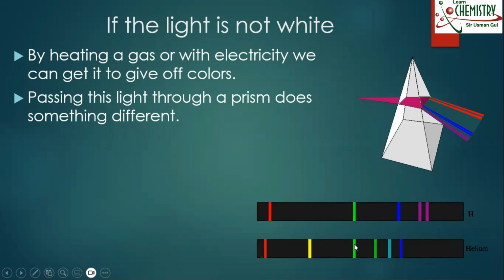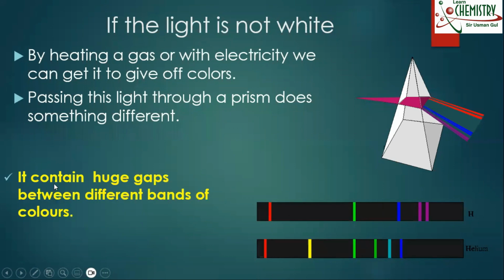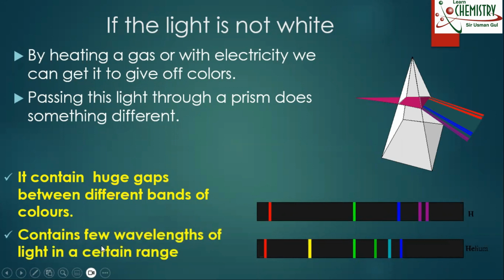So now let's talk about the characteristics of this spectrum. Basically it contains huge gaps between different bands of color. You can see that there is a huge gap between this red line and the green line, and even between the green line and the blue lines. And secondly, it contains few wavelengths of the light in a certain range. So this spectrum is different than the previous one. I have already shown that the previous one was called continuous spectrum, but we call this type of spectrum a line spectrum.